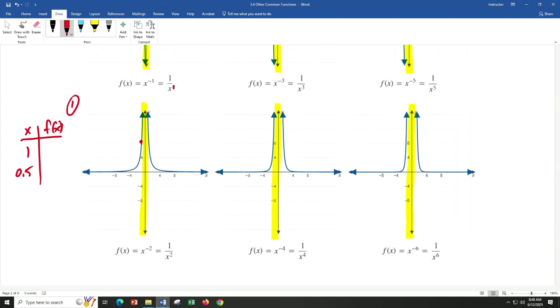Still though, you can at least give yourself some test points and go, oh, here's kind of what the graph looks like. It'll give you some hints.